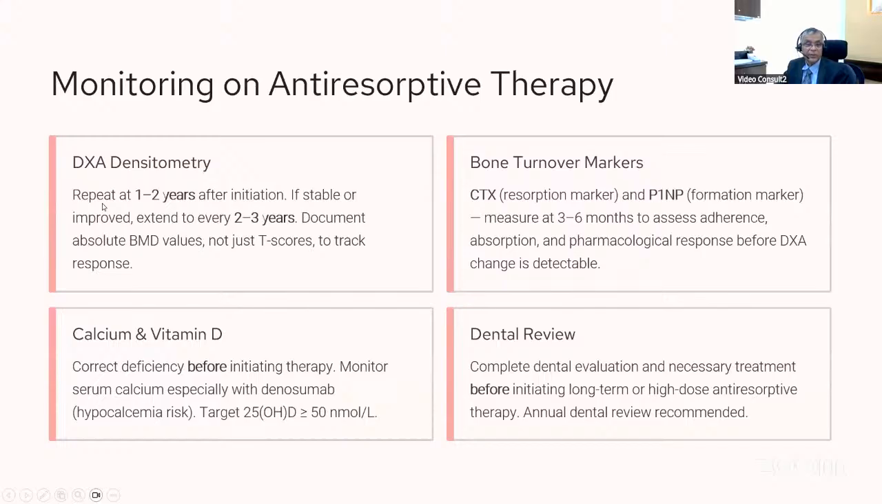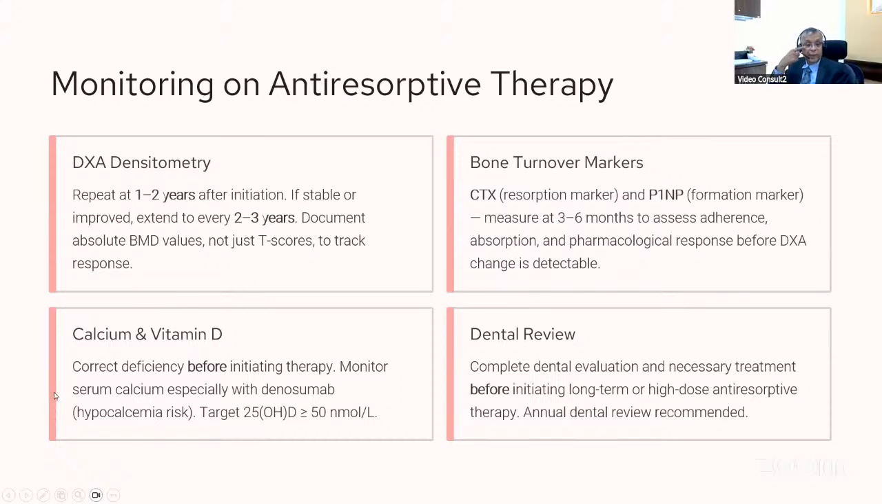Bone densitometry has to be repeated once every 2 years. If stable or improved, later on every 3 years. Document the absolute BMD values, not just the T-score, to track the response. This is the most important thing to say, whether you improved or not.